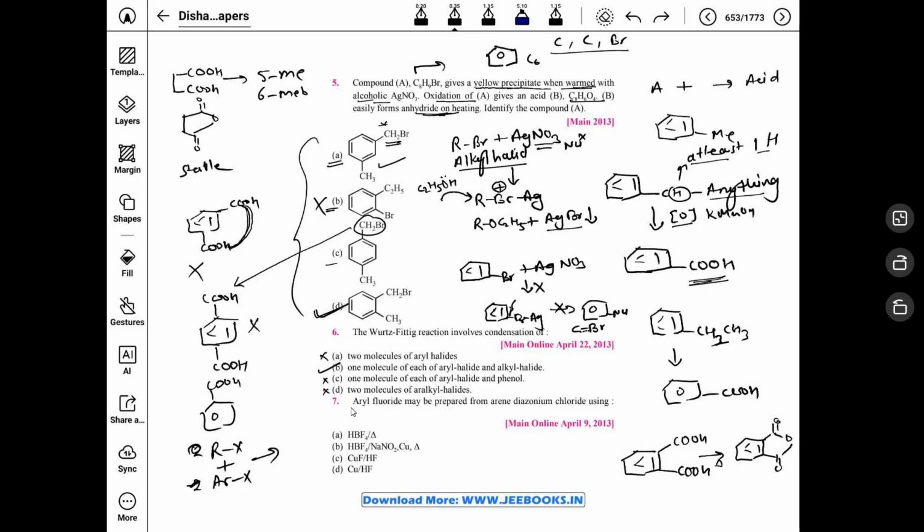Now moving to question number 7. Aryl fluorides may be prepared from arene diazonium chloride using, the first option is the correct answer, tetrafluoroborate on heating with diazonium salt gives fluorobenzene, and this reaction is known as the Balz-Schiemann reaction, and the rest of the options are incorrect.